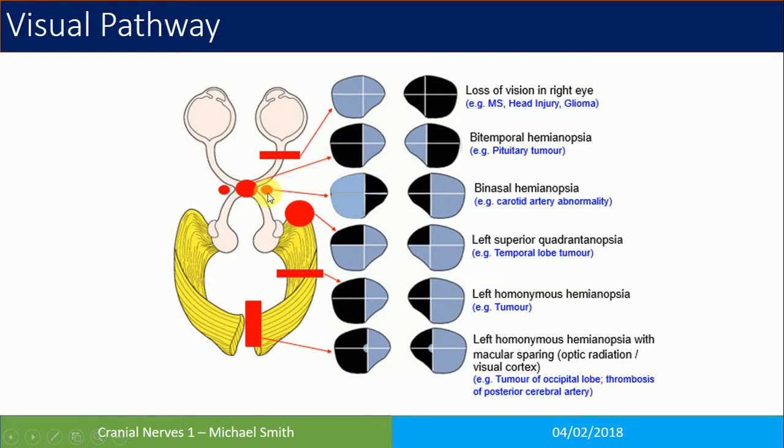We can also have lesions which just affect the outsides, and these are a lot less likely to be bilateral. So you'd expect only one side to be affected at a time. But if both sides are affected, then we'll lose this part here and this part here. So they both supply the middle part of our vision. So we'll have what's called a binasal hemianopsia.